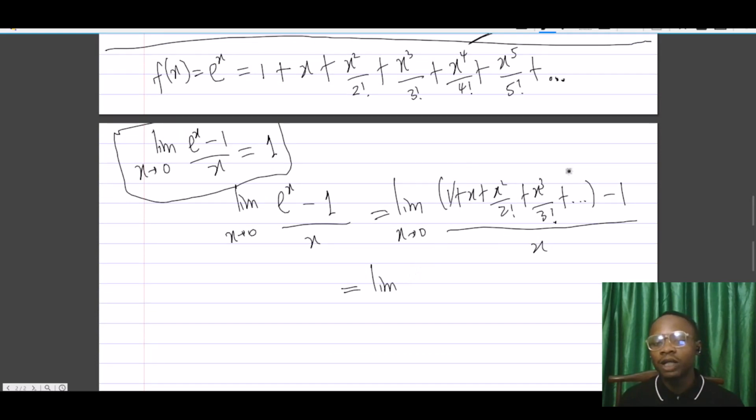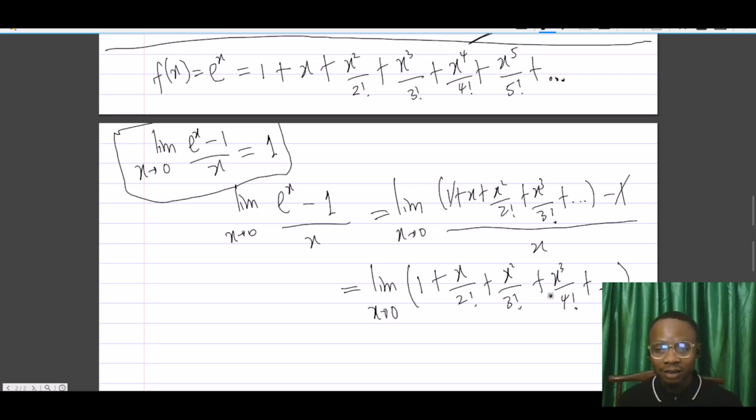So 1 minus 1 will cancel. Then when you divide each of these by x, this will be the limit as x approaches 0 of, what we have left will just be x divided by x, which is 1, plus x squared divided by x, which is x over 2 factorial, plus x cubed divided by x, which is x squared over 3 factorial, plus the next one should be x to the power 4 divided by x, that will be x to the power 3 over 4 factorial. And that continues forever.